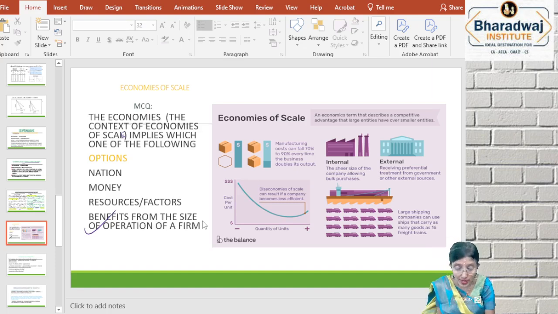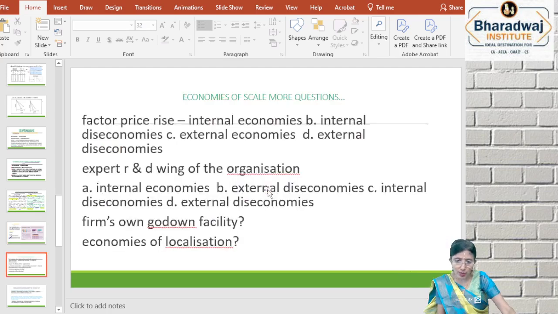So what is economies here? We are not talking about a nation. We are not talking about resources. We are not talking about money. We are talking about economies meaning benefits or advantages. Diseconomies means disadvantages. Are you clear? So here, what's the correct answer? Benefits accruing to a firm as a result of operating on a particular size. Okay, we begin with a simple MCQ.